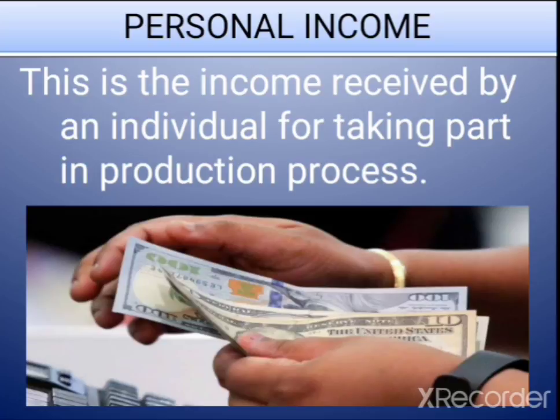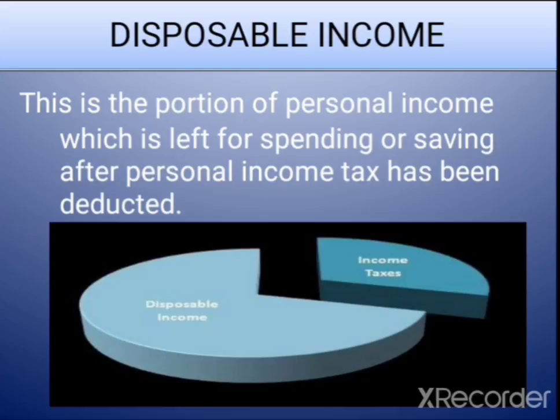So my salary to me is my personal income. It is the reward or the money I receive for taking part in the production process, that is, by rendering services. So personal income is the income received by an individual for taking part in the production process. Only those that render services or produce goods and are paid in return are said to be taking part in the production process, and the money received by them is referred to as their personal income.